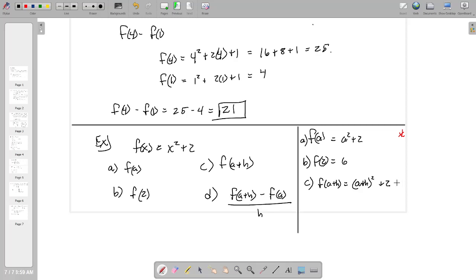Right? Now, if we FOIL this out, we end up with a squared plus 2ah plus h squared plus 2, like this. And this will become important in part D, which is why I squared it out. If you're only looking for a plus h, leave it like this.